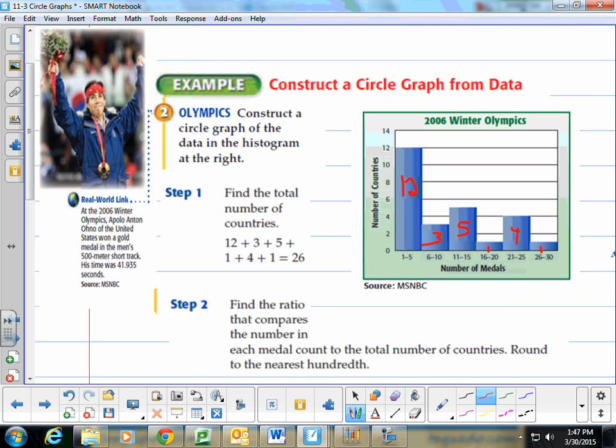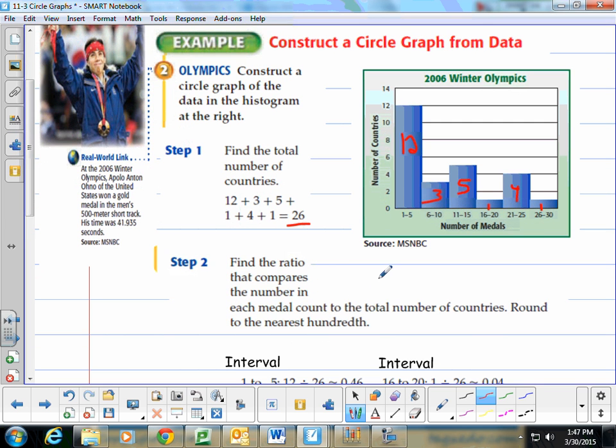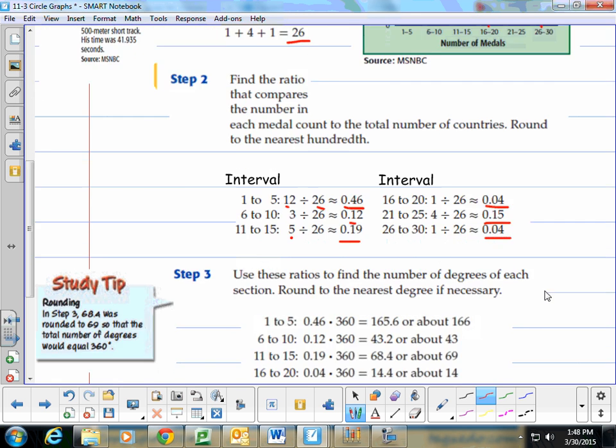Remember, this is a histogram. We learned about these. It's important to be able to understand and read data. So we find out that 26 total countries have been surveyed or counted. Then we have to find the ratio of each medal group to the nearest percent. The number of countries that got 1 to 5 is 12 of the 26 countries, or 0.46, or 46%. 3 of the 26 had 6 to 10 medals, which is 12%. 5 of the 26 is approximately 19%. 1 of 26 is about 4%. 4 of 26 is about 15%. And 1 of 26 is about 4%.